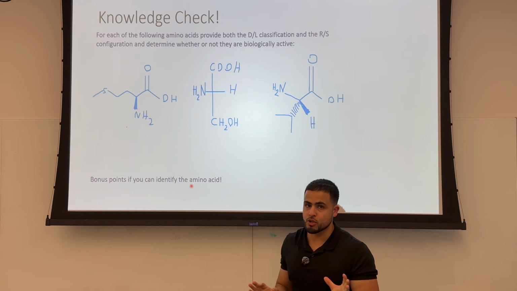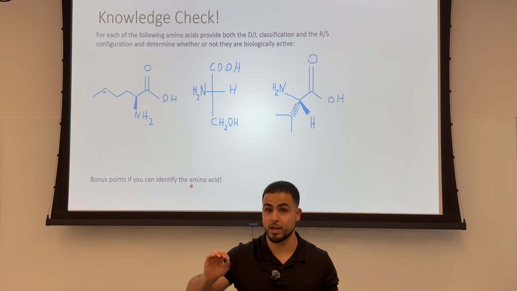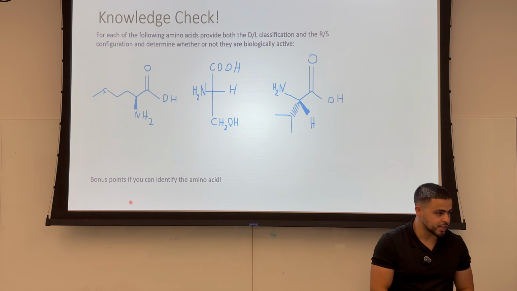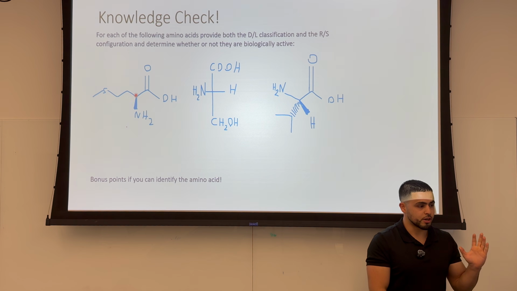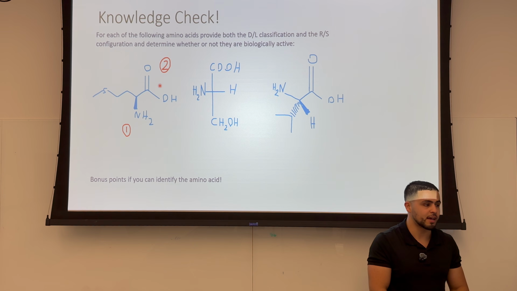Now I don't expect you to know these at this point because we haven't gone over the individual amino acids yet. That's for another video. But let's get started right here. So if we're starting off with this one, you have the amino group, the highest priority, and then recall that for every amino acid except cysteine, the carboxylic acid group will have the second highest priority.